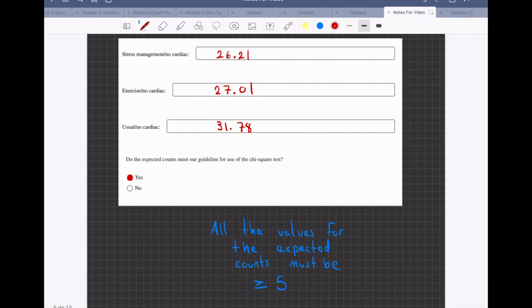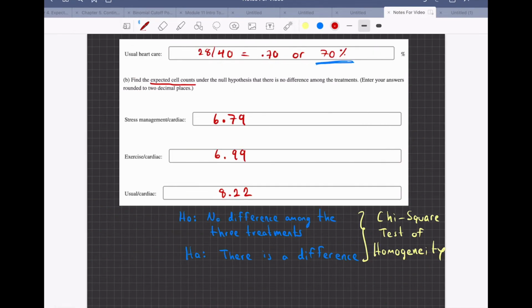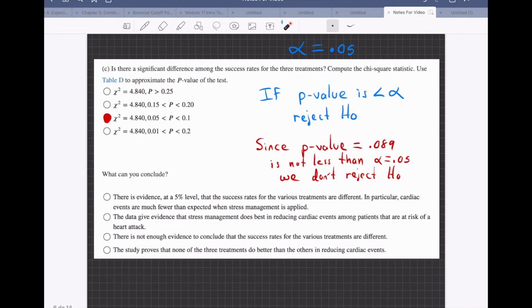So if we are not rejecting what? This hypothesis. If we are not rejecting this one, then the evidence goes in favor of this one, I mean, to say that there is no difference between the three treatments. Of course, you don't have to write it here. You will have to select from the options in Achieve. So I think the one is, there is not enough evidence to conclude that the success rates for the various treatments are different. So this one. Yeah, because they seem to be the same.